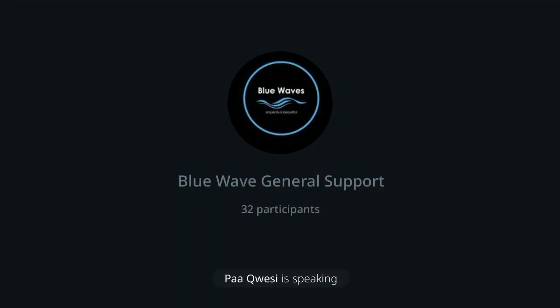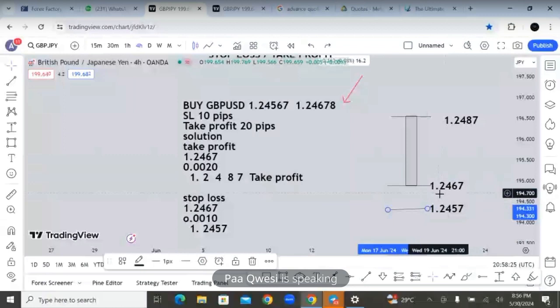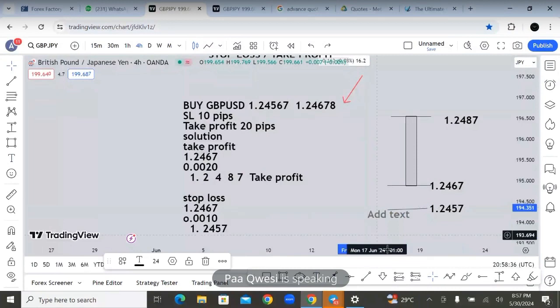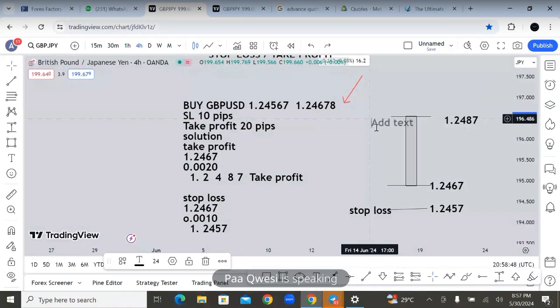You see, compared with the current market price, the stop loss price is lower than the current market price. I hope you can notice this. So this will be our take profit price, and this will be our stop loss. This is the price for the stop loss, and this is the price for the take profit.